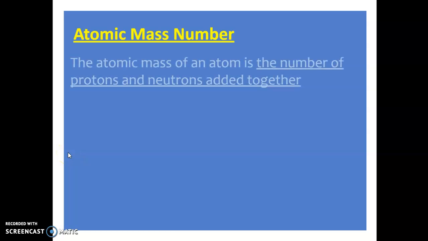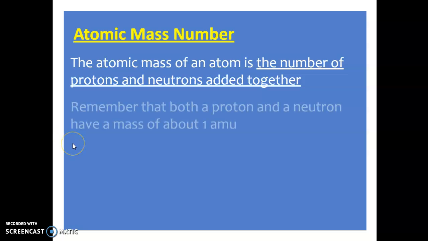The atomic mass number is the number of protons and neutrons together. So it's basically the atomic number plus the number of neutrons. So it's the protons and the neutrons. So that is the bottom number when you look at the periodic table. Remember that both a proton and neutron have the same mass.